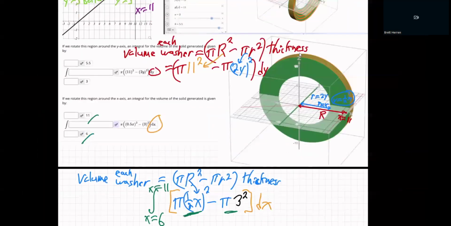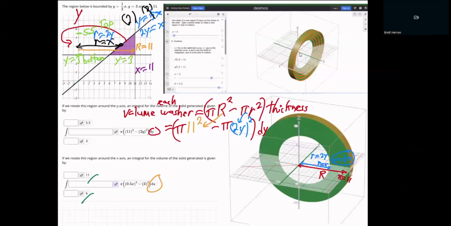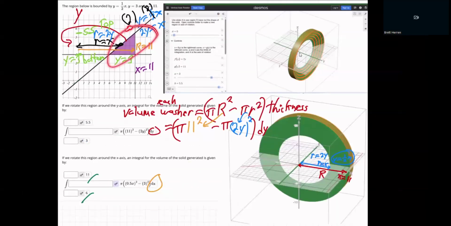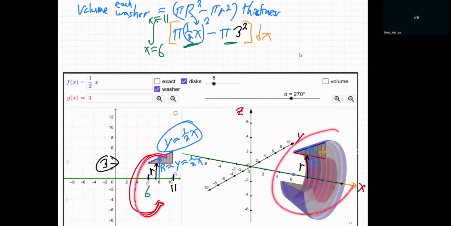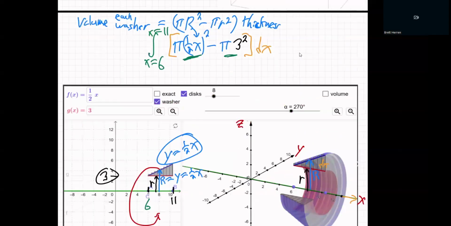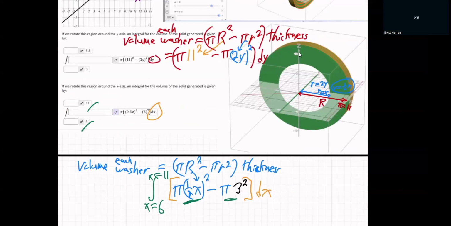So we get two totally different three-dimensional shapes, both starting from the same flat two-dimensional shape. Rotated about the y-axis, we get this kind of thing. Rotated about the x-axis, we get this kind of thing. Different volumes, different integral formulas. There we go.